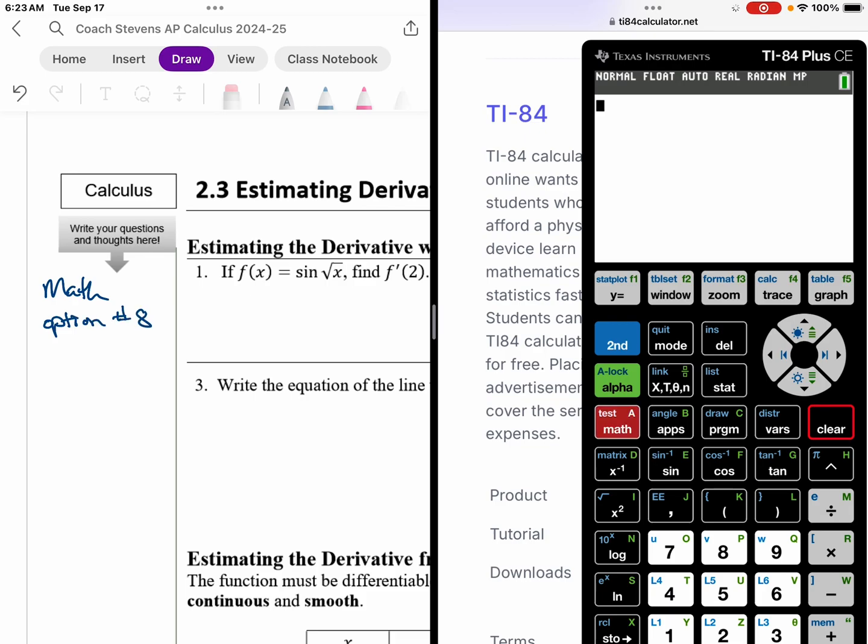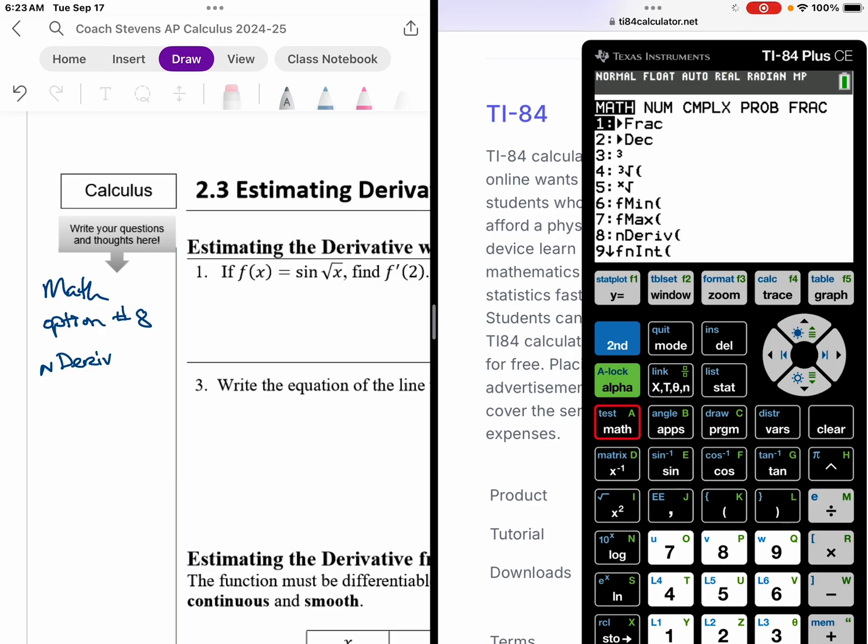And so as I go over here, we'd go math, and then we see the option 8 there. It says nDeriv, and then little parentheses. That's basically the numerical derivative. This feature will take the derivative of the function we're dealing with and then put in the value for x that we tell it to put in and give us that numerical answer. So it's not going to help you find the equation of a derivative, but it's just going to help us evaluate the derivative at an x value. This way we can get the slope of the tangent line a lot faster, especially on more complicated problems when we get to use the calculator.